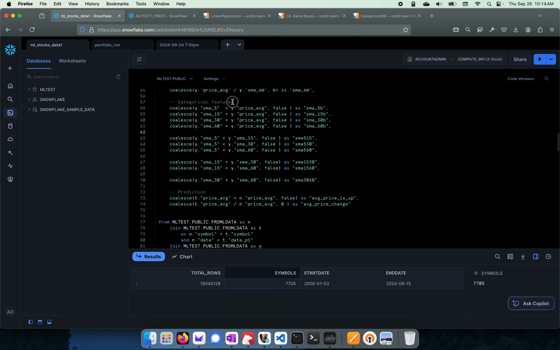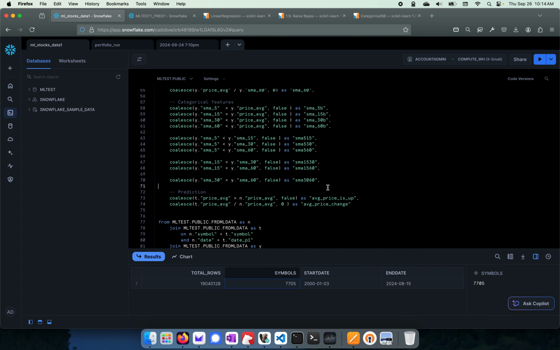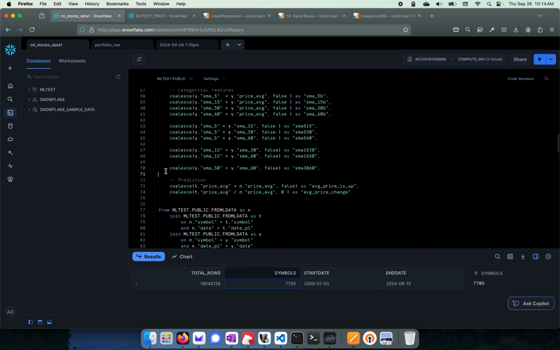And here for the categorical features, this would be for the naive Bayes. It would be, is the moving average price, for example, less than yesterday's average price? And then I have these other combinations where I'm comparing the moving averages between themselves. So I've essentially expanded this combinatorially out of the 4 features.